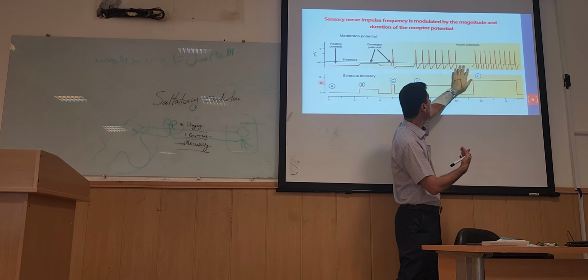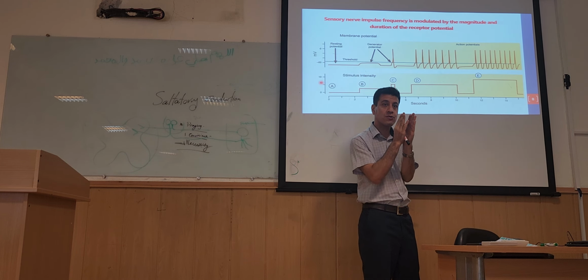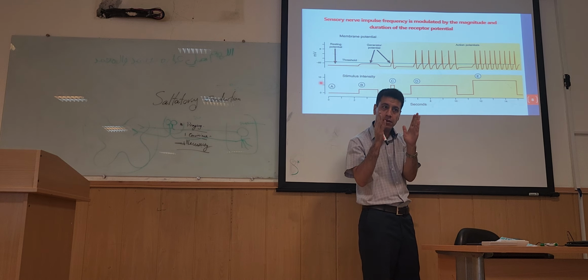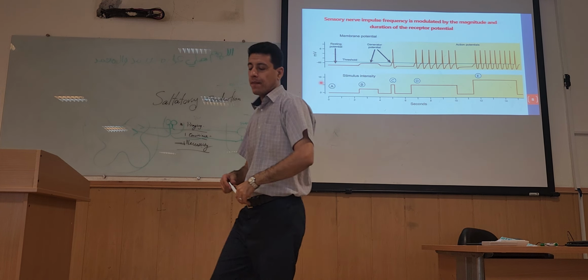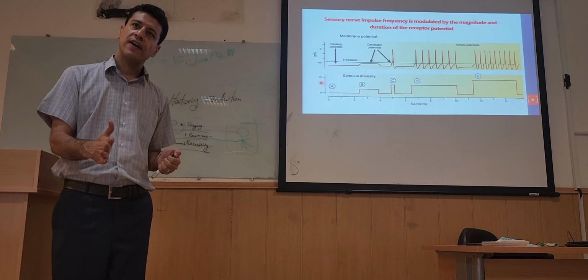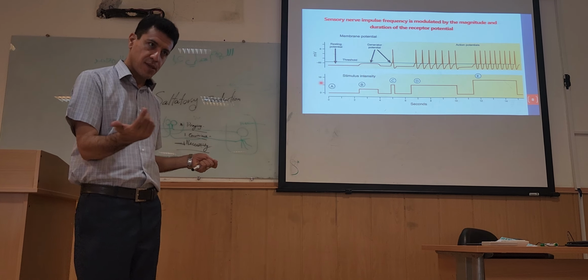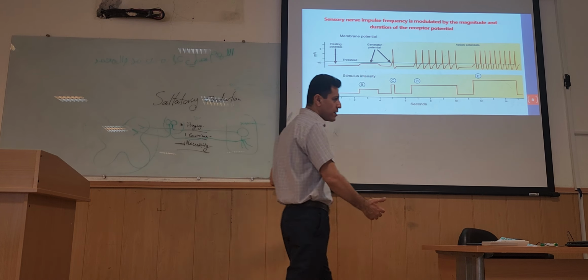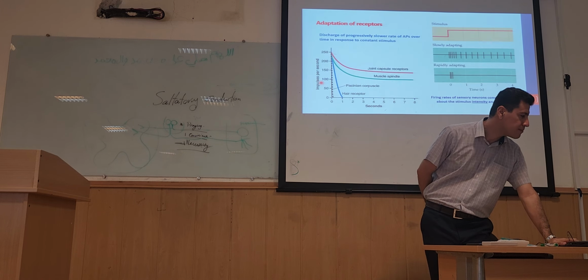But the frequency here is more than the frequency here. You have more action potentials. Action potentials are tighter. Right? So we can say that the response of a receptor depends on both the duration of stimulation and the intensity of the stimulation. But the responses of the cells are not the same for all receptors.